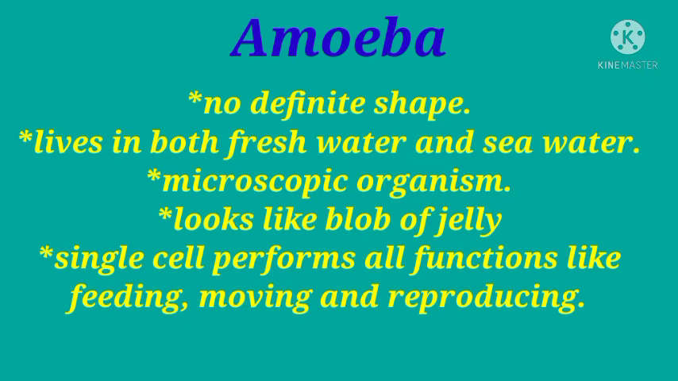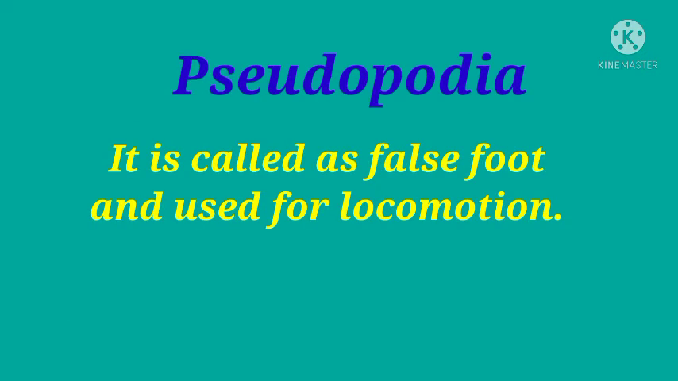It looks like a blob of jelly but carries out all the important functions like feeding, moving and reproducing. As a single cell, this amoeba will do all the functions like feeding, moving and reproducing. It moves by changing the shape of its body to form false feet or pseudopodia. So, this amoeba moves with a false foot. The pseudopodia is the locomotory organ, that is, it helps to move from one place to another.